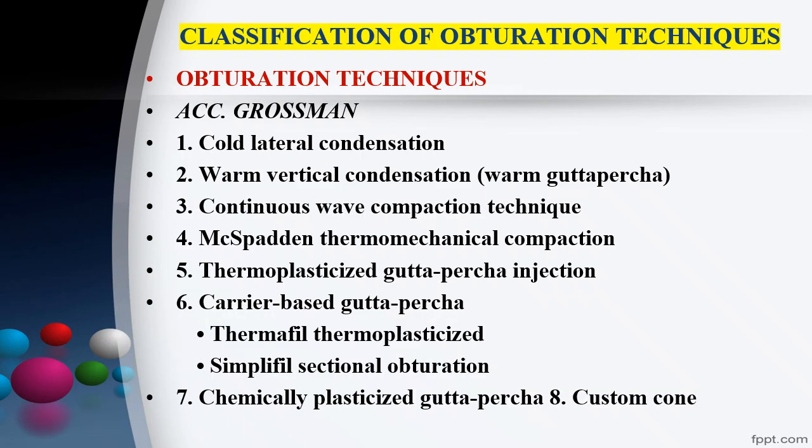The classification of obturation techniques according to Grossman includes cold lateral condensation technique, warm vertical compaction, continuous wave compaction, McSpadden thermomechanical compaction, thermoplasticized gutta percha injection, carrier based gutta percha, which includes Thermafil, Thermoplasticizer and SimpliFill sectional obturation, chemically plasticized gutta percha, and the eighth and final one is the custom cone technique. In this discussion, we will be seeing about the cold lateral condensation and warm vertical compaction.